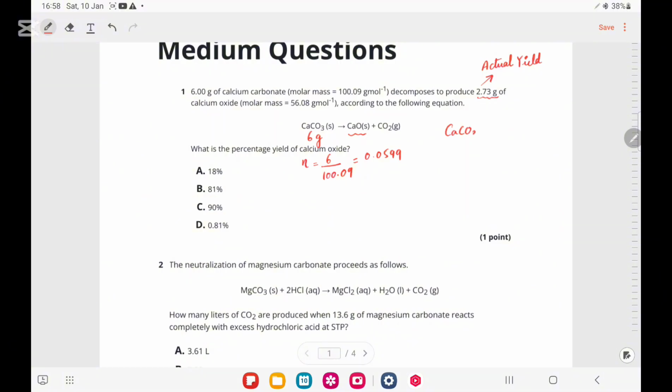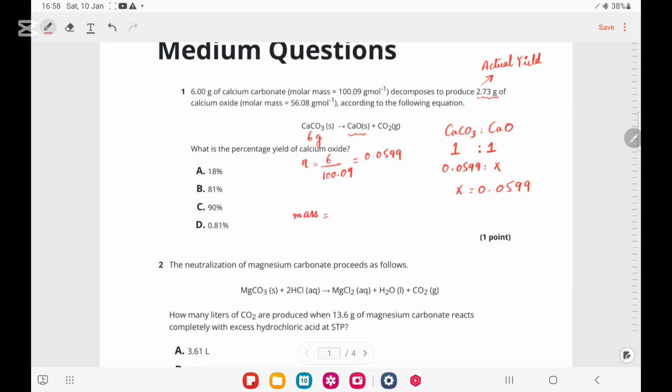The unknown I am going to put on the right side. So the unknown is calcium oxide. First we are going to take it from the equation. It is 1:1. So if this is 0.0599, it is going to be x, and cross multiplying, x comes out to be 0.0599. So calcium oxide moles are 0.0599. From these moles I am going to calculate the mass, which is going to be the theoretical yield.